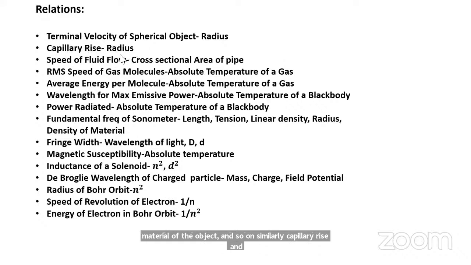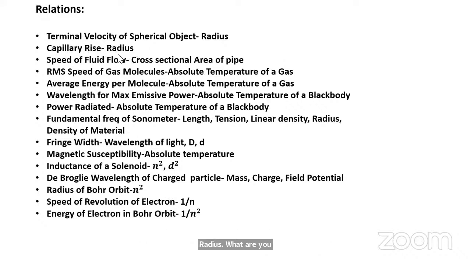For a given set, you know that the factor RH remains constant. So R1 H1 is equal to R2 H2. Then speed of a fluid flow, cross-sectional area of a pipe. This relation is based on equation of continuity. A1 V1 is equal to A2 V2.